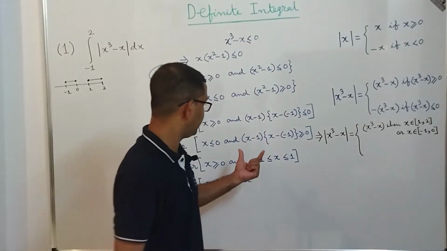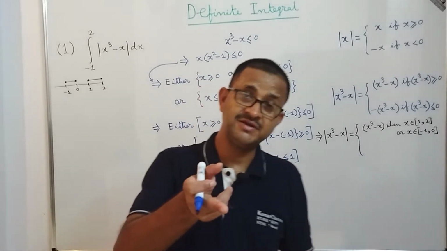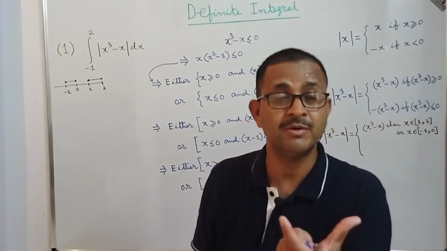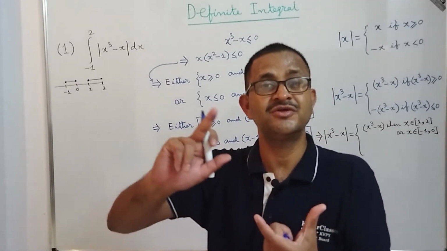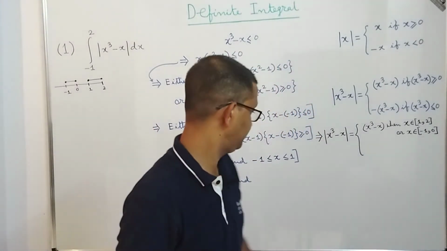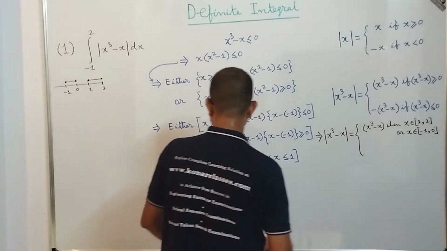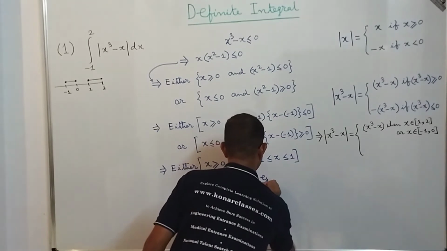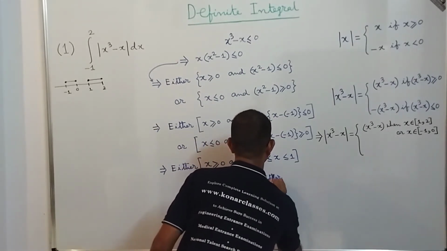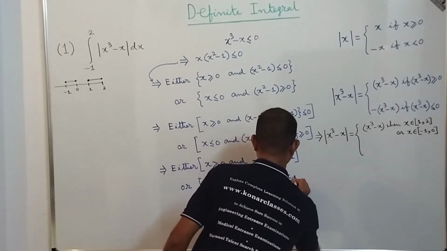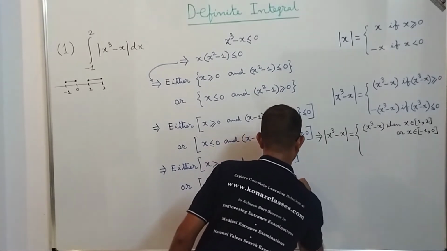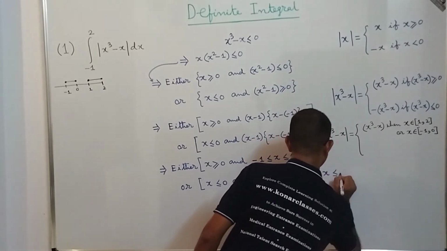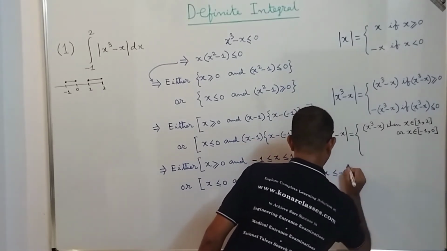Or we can say the other way, (x minus alpha)(x minus beta) greater than or equal to 0. That means either x is less than or equal to the minimum of alpha and beta, or x is greater than or equal to the maximum of alpha and beta. So that means x less than or equal to 0, and we can write here either x is greater than or equal to 1 or x is less than or equal to minus 1.